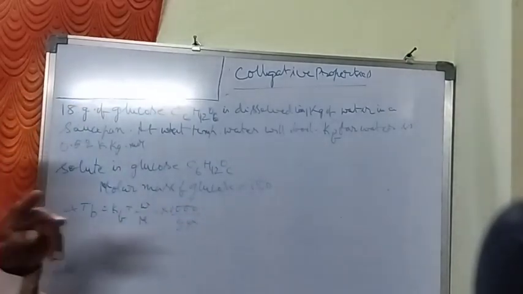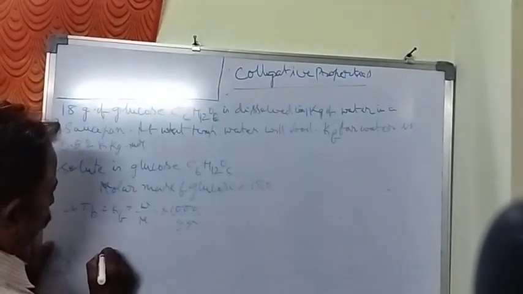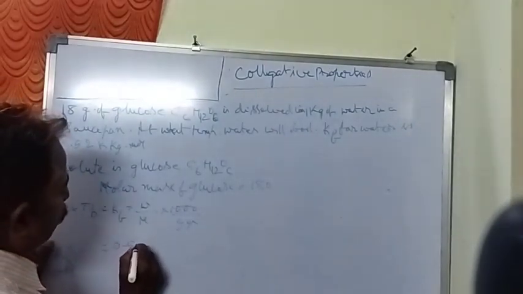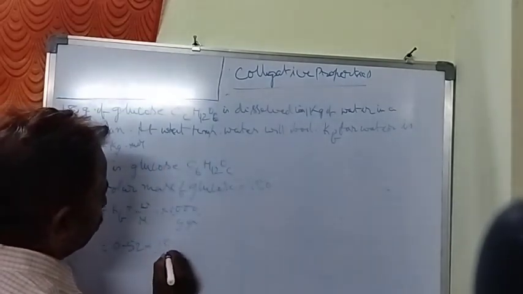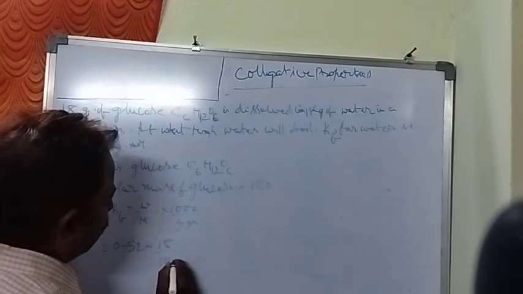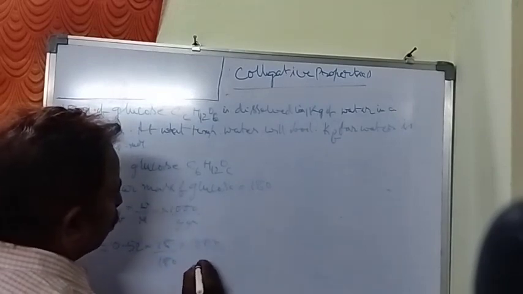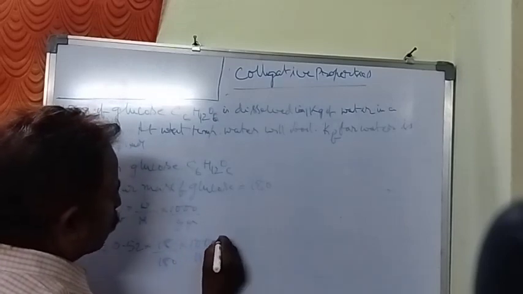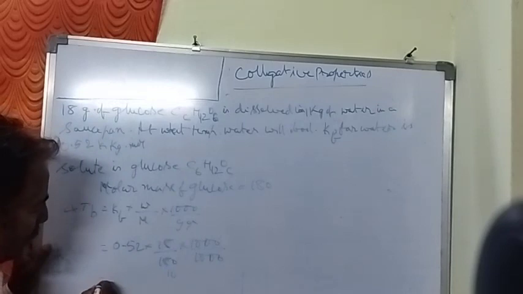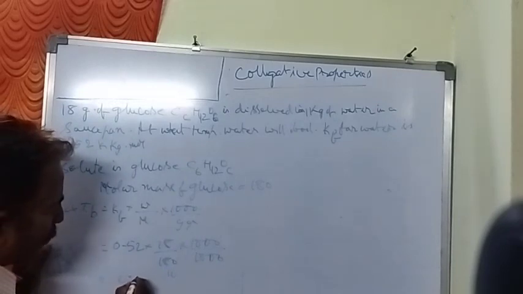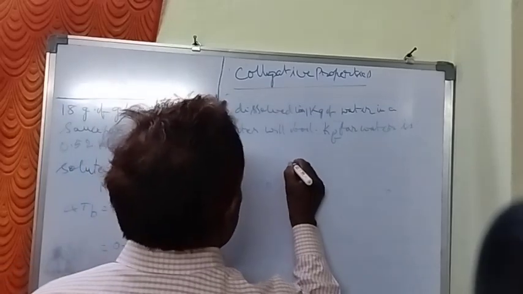So here the water given is 1 kilogram. 1 kilogram is 1000 grams. So equal to Kb, Kb is 0.52, into 18 by 180 into 1000 by the mass of the water, which is 1000. So 1000 gets cancelled. 18 goes one time, 10 times here. Therefore this is nothing but 0.052.